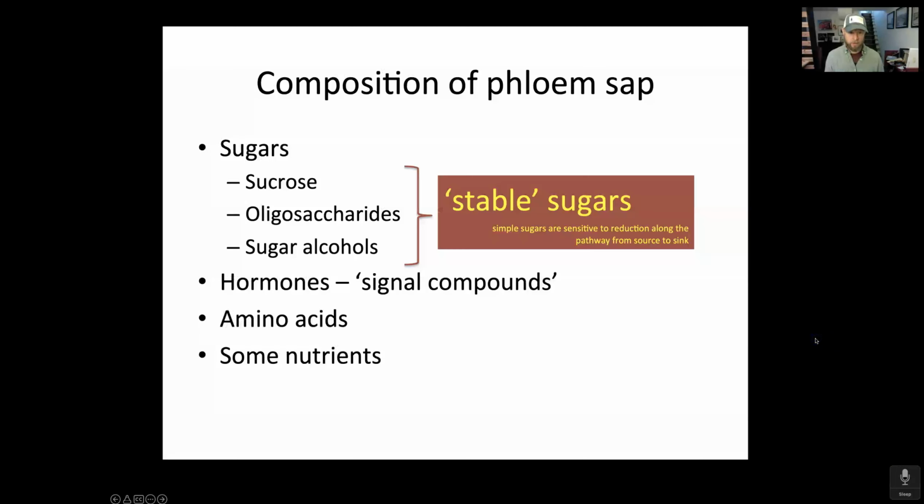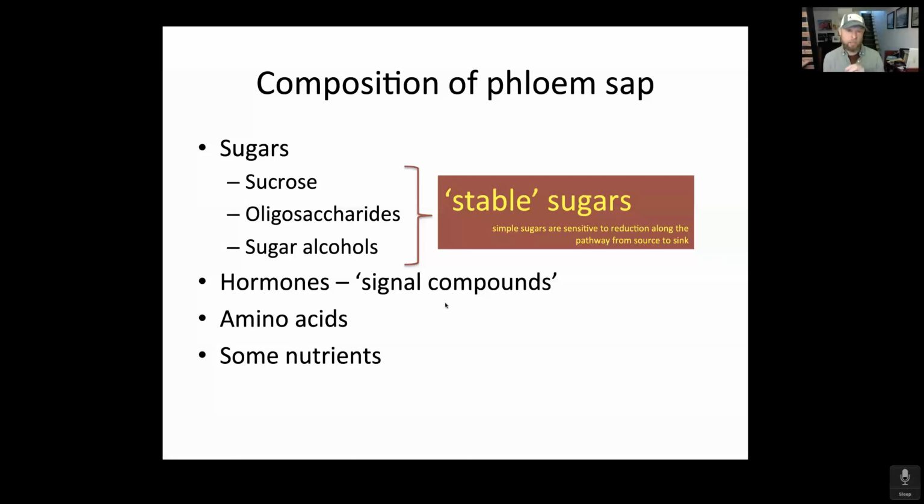All right, let's get this clicking. The forms that sugars are transported in are either sucrose, which is a common one, other oligosaccharides, which are fairly large complexes of sugars, bigger than sucrose, I should say, and sugar alcohols.